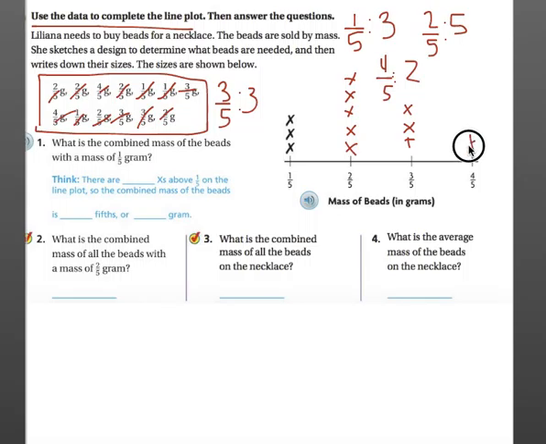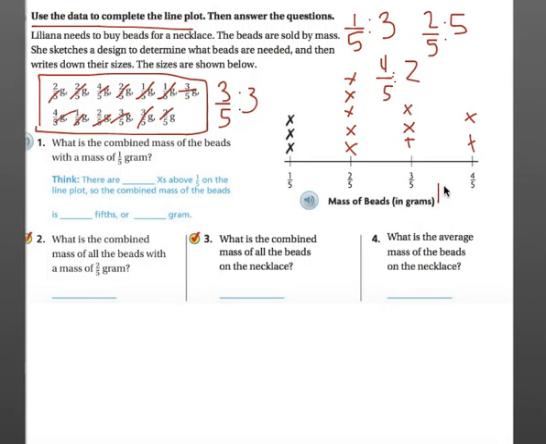So if I were to add up how many beads I need altogether, there's 1, 2, 3, 4, 5, 6, 7, 8, 9, 10, 11, 12, 13. Let's make sure that there's 13 numbers over here. 1, 2, 3, 4, 5, 6, 7, 8, 9, 10, 11, 12, 13. Perfect.